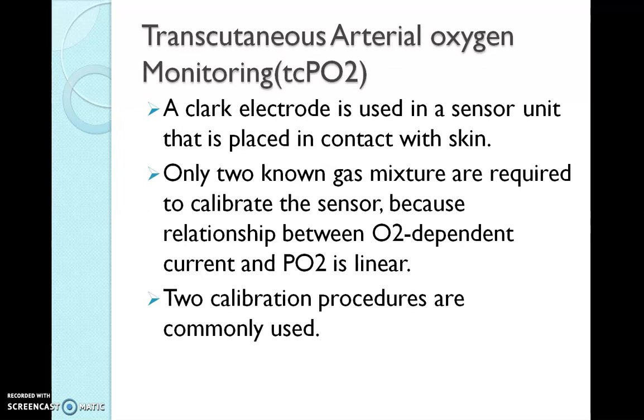Next we discuss transcutaneous arterial oxygen monitoring, named TCPO2. In TCPO2 monitoring, a Clark electrode is used in a sensor unit that is placed in contact with the skin. The oxygen electrode principle of operation has already been discussed in the previous technique. Only two known gas mixtures are required to calibrate the sensor. Because the relationship between O2 dependent current and PO2 is linear, two calibration procedures are commonly used in this TCPO2 monitoring.